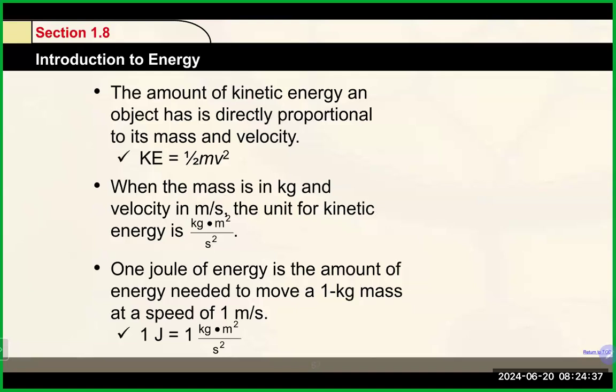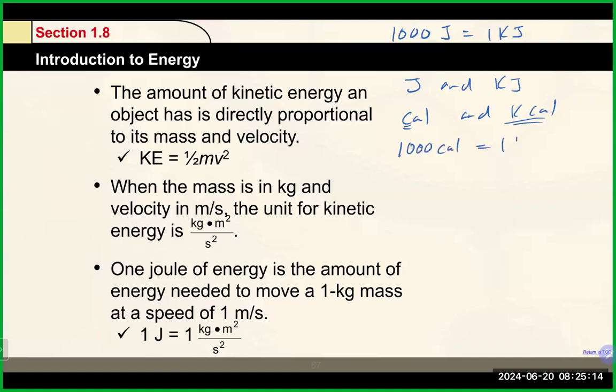So kinetic energy, as I mentioned, is directly proportional to the mass and its velocity. We won't calculate potential energy, but common units of energy are joules and kilojoules, and there are 1,000 joules in a kilojoule. Also, calories, lowercase c, and kilocalories are very common units of energy. Same relationship: there are 1,000 little calories in a kilocalorie.